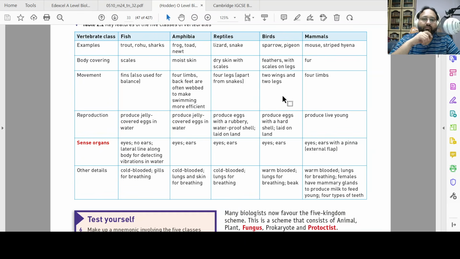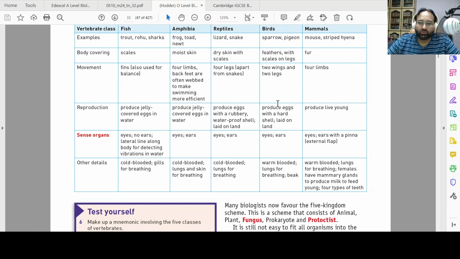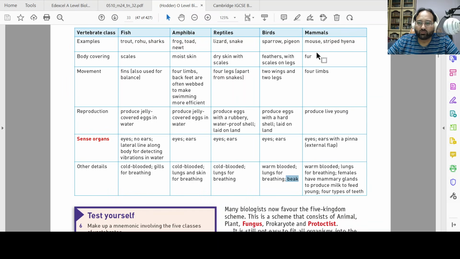Right? They produce eggs with a hard shell and they're laid on land. They have eyes and ears. They're warm blooded. They've got lungs for breathing and they've got beaks. And finally, you've got mammals, which include the mouse, the striped hyenas, and creatures known as Homo sapiens, humans.